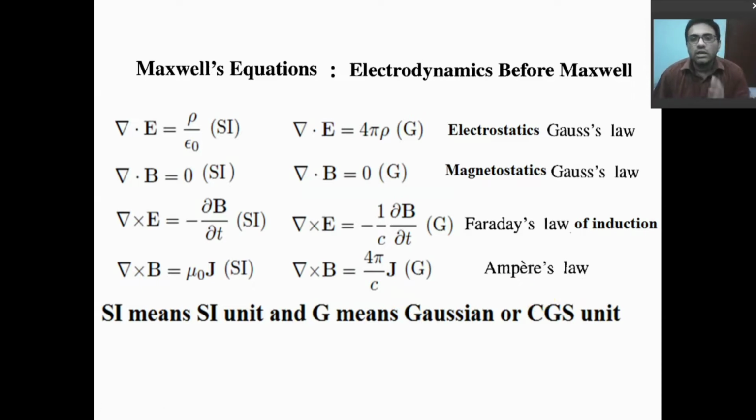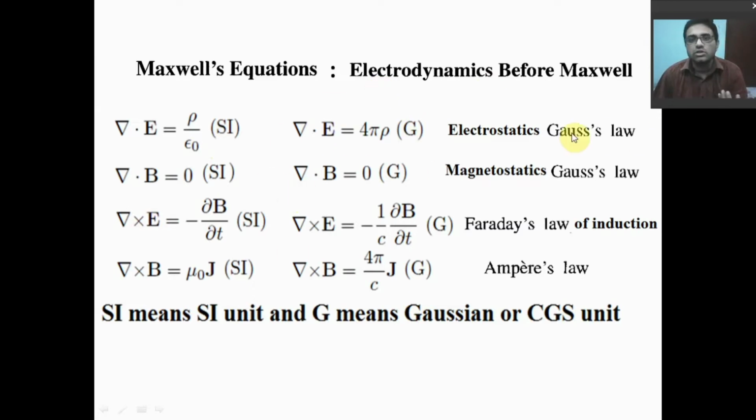Today I will recap all those 4 equations, because you have already read them in your 12th class. So let's recap all those things. That will be good for this lecture. Then we will proceed. Okay, so the first equation is called the electrostatic Gauss's law. There are 2 forms when we write Maxwell's equations. These we can call electrodynamics before Maxwell. So these equations were there.